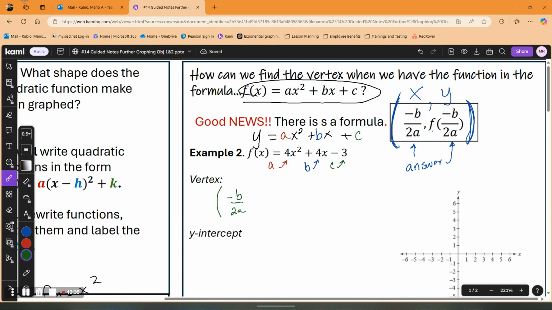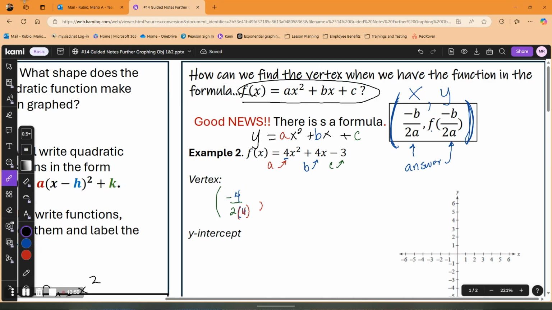So for b, I'm going to put 4. Keep the negative sign, change that to a 4, just keep the 2 the same, and my a here is also going to be 4. Let me make it red so I match the color. And the second part of the coordinate point, which is your y, is going to be this function evaluated at the answer for this. So negative 4 divided by 2 times 4, which is 8.